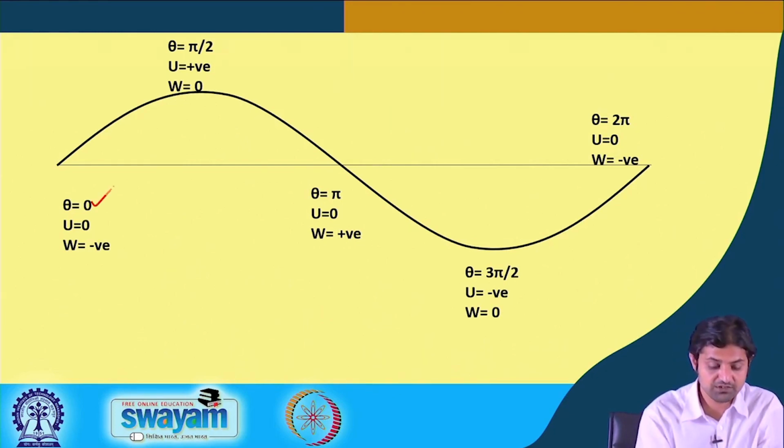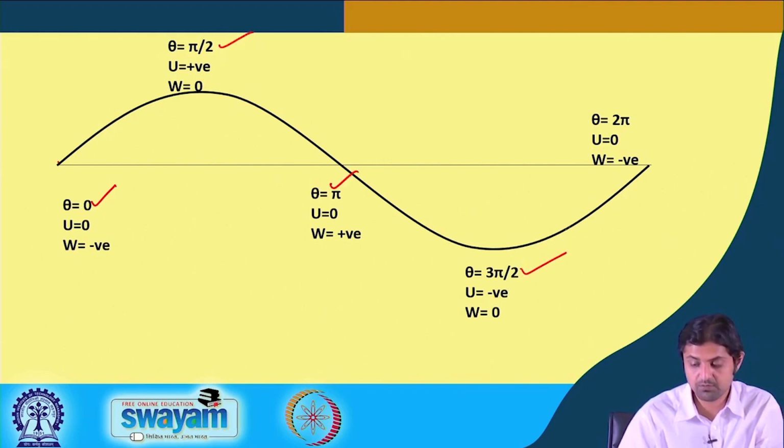More importantly, theta is equal to 0 starting from here. This is theta is equal to pi by 2, this is theta is equal to pi, this is theta is equal to 3 pi by 2 and this is theta is equal to 2 pi. So, the phase is changing by pi by 2 from this point to this point to this point to this point and to this point finally.